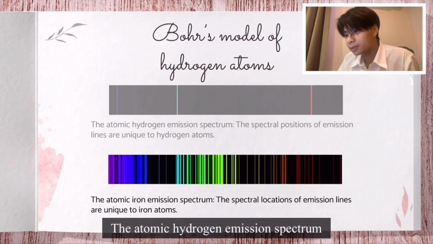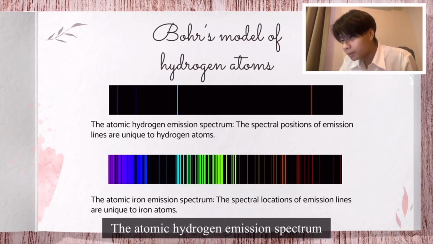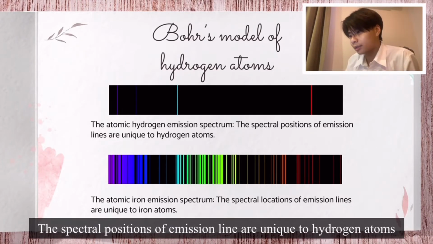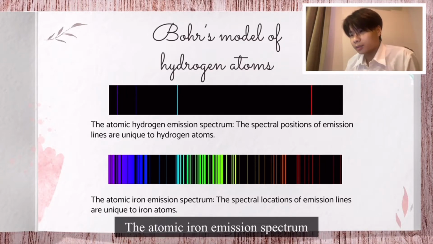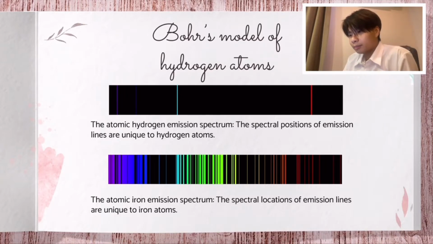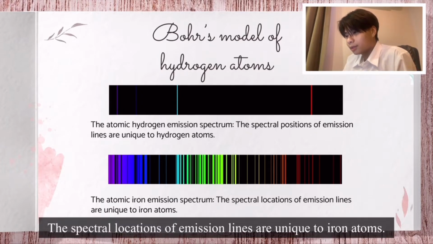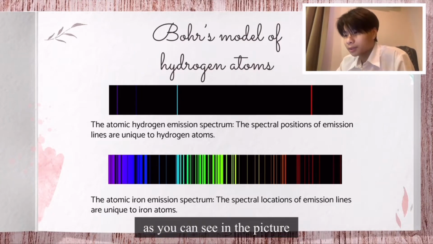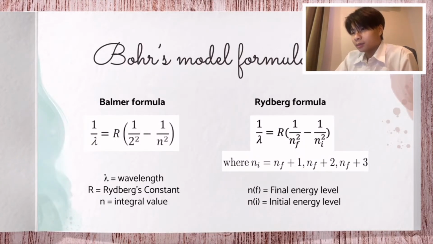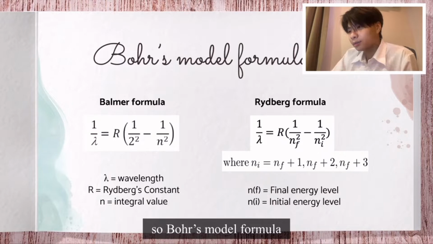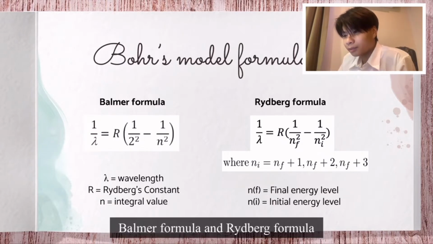The atomic hydrogen emission spectrum. The spectral positions of the emission lines are unique to hydrogen atoms. The atomic iron emission spectrum. The spectral locations of the emission lines are unique to iron atoms, as you can see in the picture. So for the Bohr model, there are two formulas, the Balmer formula and the Rydberg formula.